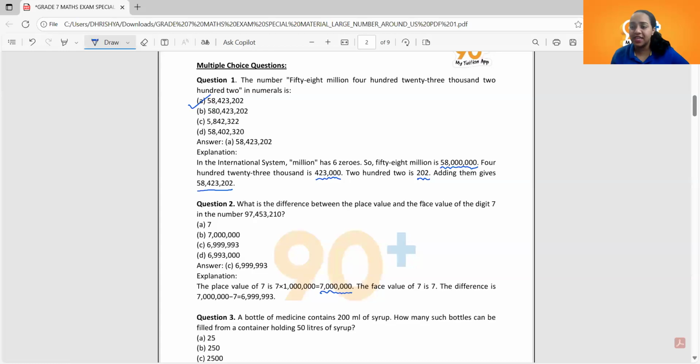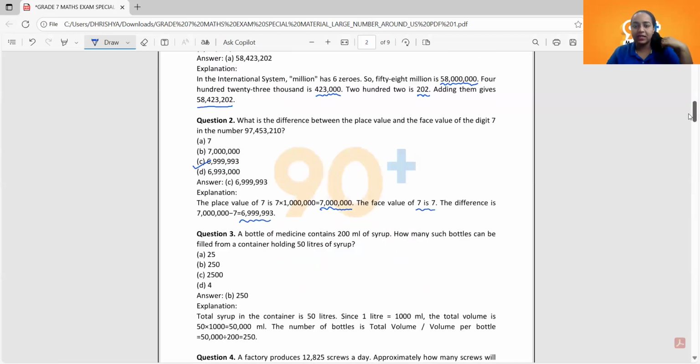That will be the place value of 7. What is the face value of 7? Face value of 7 is 7 itself, right? So face value of 7 is 7. So you minus 7 million minus 7. So what do you get? 6,999,993. That will be option C. Okay. Very easy questions.